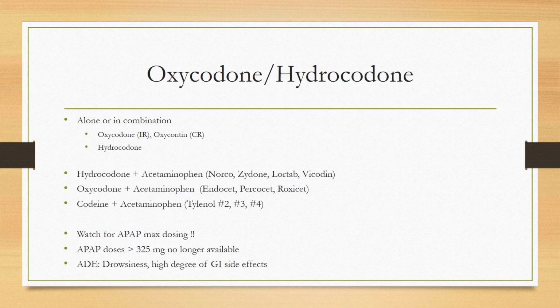Then we have some codeine and combinations. This is Tylenol number 2, 3, and 4. The 2, 3, and 4 really just correlate to the dosage of codeine in there. And you need to remember with all of these combination products that there is a max dose for Tylenol. Sometimes people will be prescribed these opiates, but they'll be on such a high dose that they go over the max dose of Tylenol, and you have to keep that in mind when you're writing these prescriptions for them, that you can't go over that max dose.